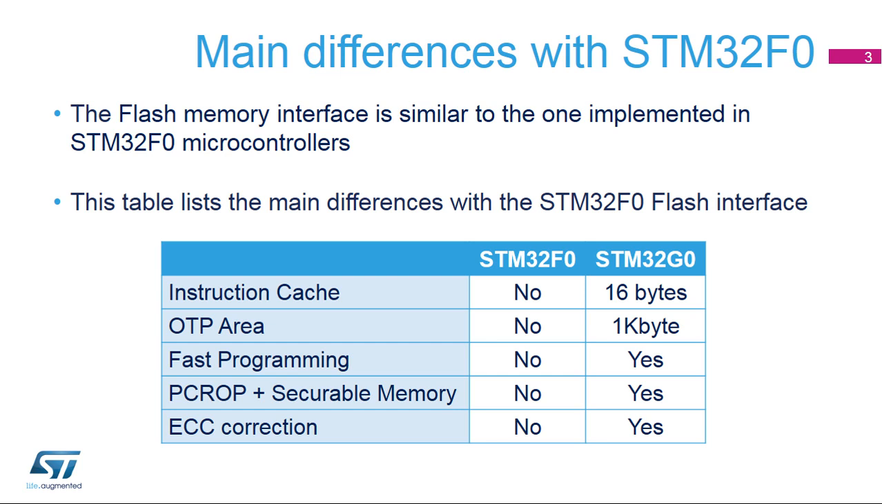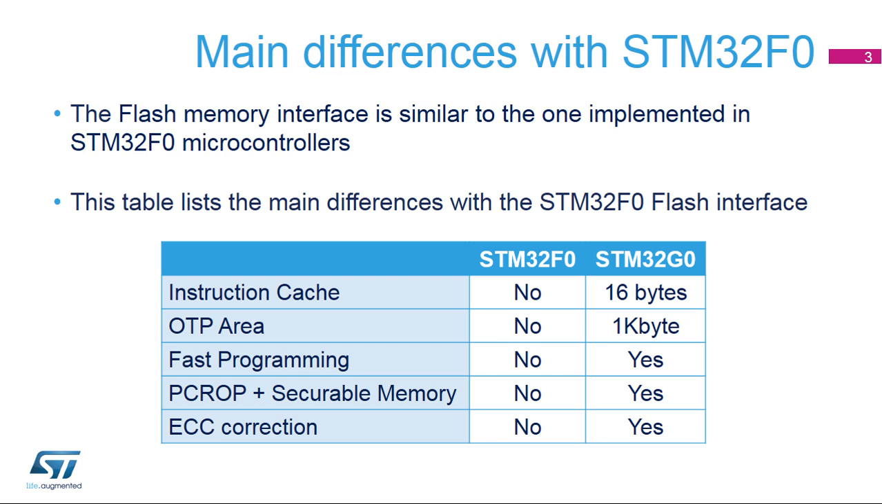The cache and prefetch buffer decrease latency and consumption. The one-time programming area, or OTP area, is used to store non-erasable data. Fast programming programs a row of 256 bytes instead of discrete 8-byte double words.